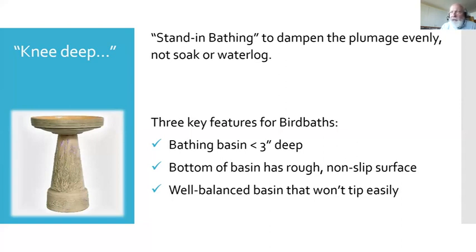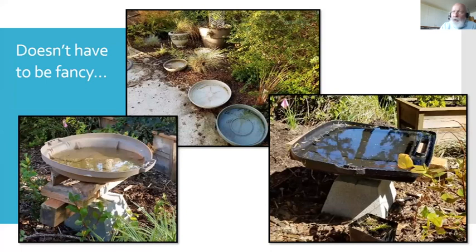And the bottom of the base should have a rough, non-slip surface. I found, by the way, that when I use a garbage can lid, like these plastic lids you see in this presentation here, I need to rough up the bottom of the surface, or maybe put some gravel down there so that they can get a better grip. The slick surfaces do not seem to work as effectively.